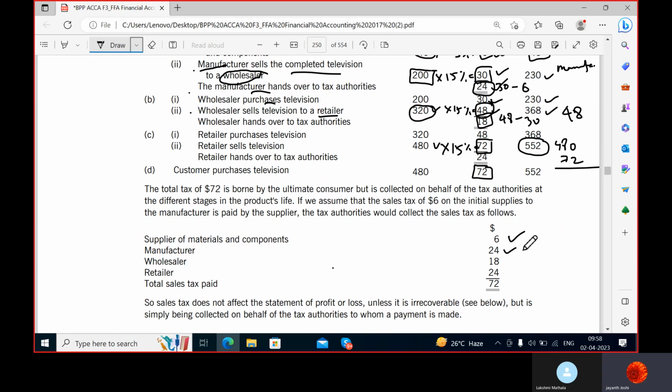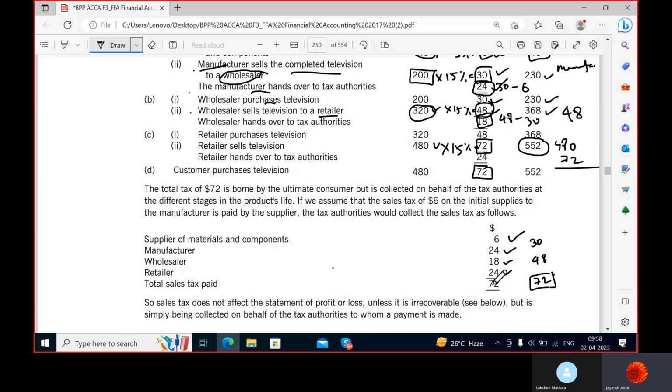Manufacturer has paid a $24 of sales tax. So till this point, $30 has been paid. Then wholesaler has paid a $18 of sales tax. So till this point, $48 has been paid. Then ultimately retailer has paid a $24 of sales tax. So till this point, $72, which is the ultimate amount of sales tax upon this television, has been paid.